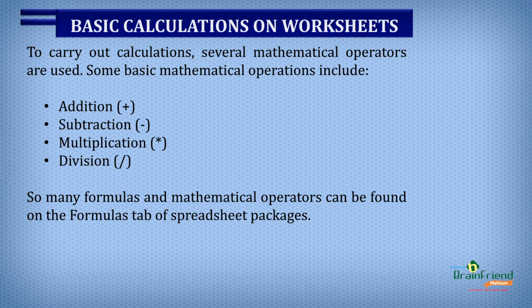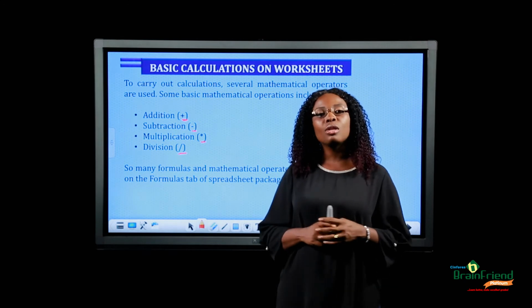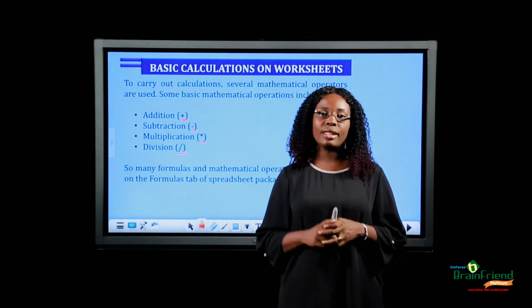So on Excel, we have addition and the operator is plus. For subtraction, the operator sign is a hyphen. For multiplication, the operator sign is the asterisk. And for division, the operator sign is the slash. Here's a quick note. You will find several mathematical operators and formulas on the Formulas tab in the worksheet.